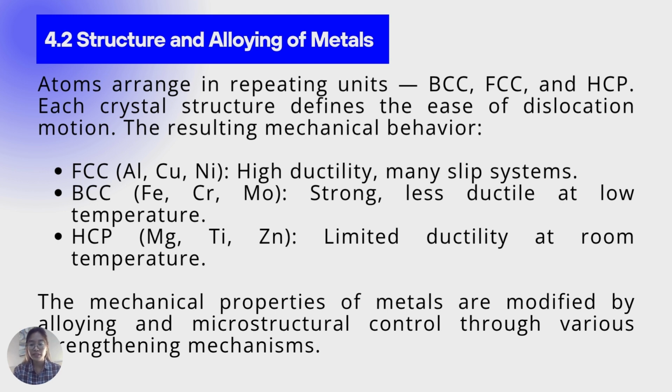The second part of the slide reminds us that we can further modify a metal's properties through alloying, adding other elements to change atomic interactions, and through microstructural control achieved by heat treatment. These methods can refine grain sizes, alter phase composition, or introduce solid solution and precipitation strengthening mechanisms. In essence, this slide sets up the key idea that both atomic structure and alloying work together to determine a metal's mechanical behavior, forming the foundation of the strengthening mechanisms discussed through the rest of Chapter 4.